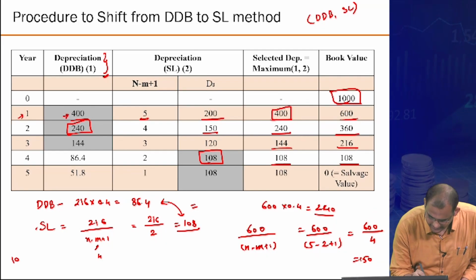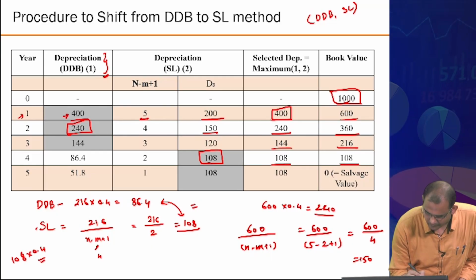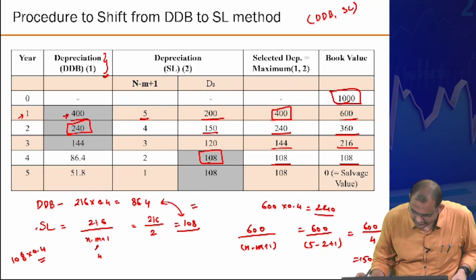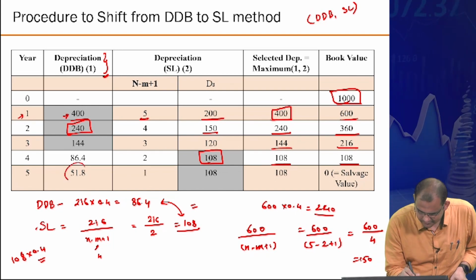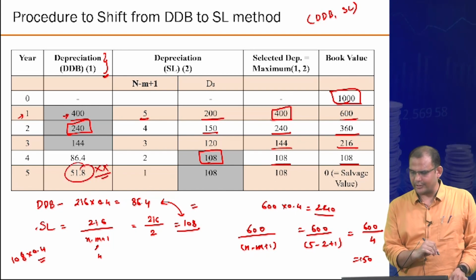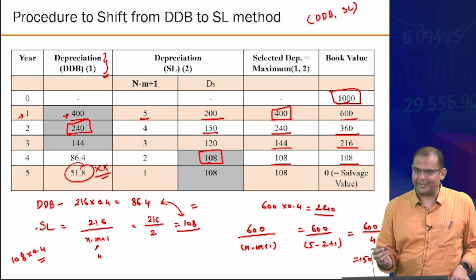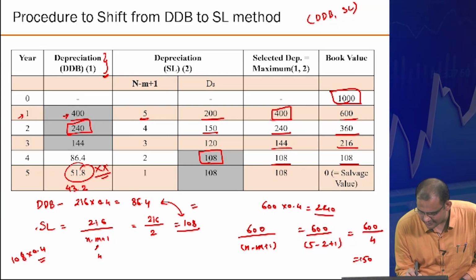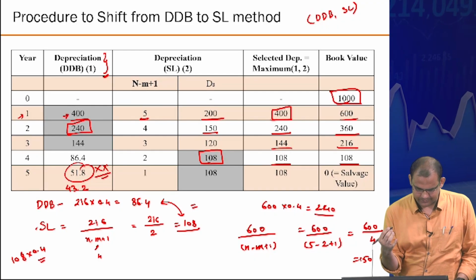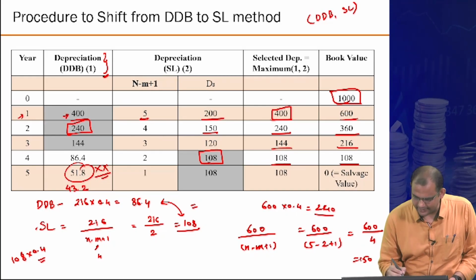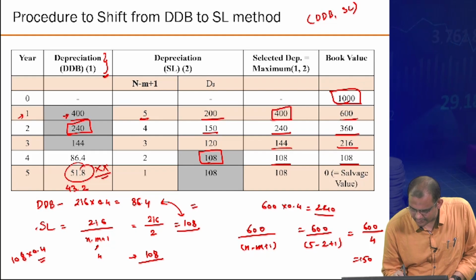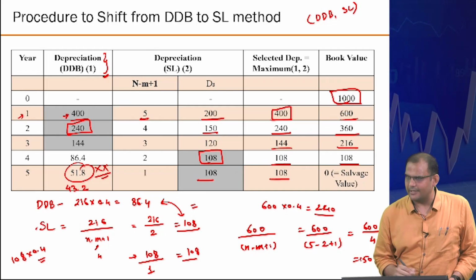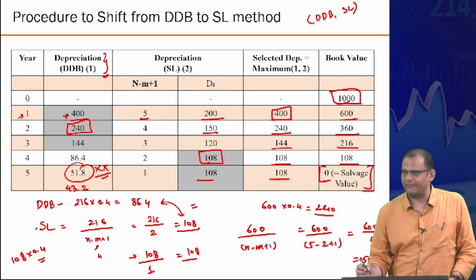Then the remaining 108 into 0.4, what's the value? 43. 43, not 51.8. This value is wrong according to you. Could be. I don't take guarantee for this. But tell me what's the correct value? I could have subtracted maybe. I'm not sure. No, I did not subtract. But yeah, you got the value correct. For linear, it will be what? Divided by 1. So that total amount is 108. Salvage value at the end of year 5 becomes 0.